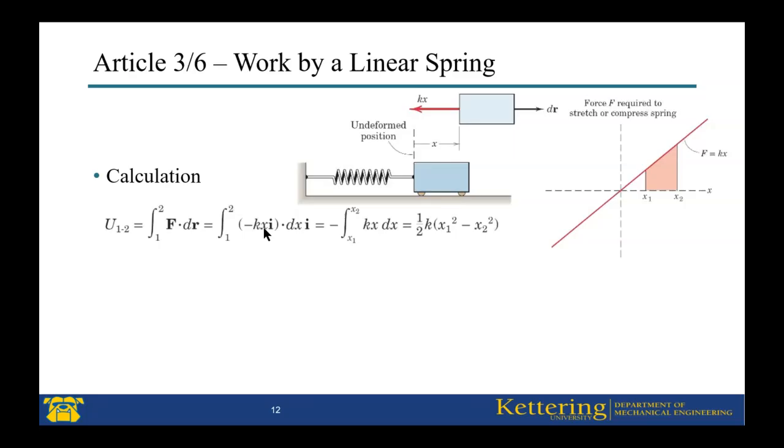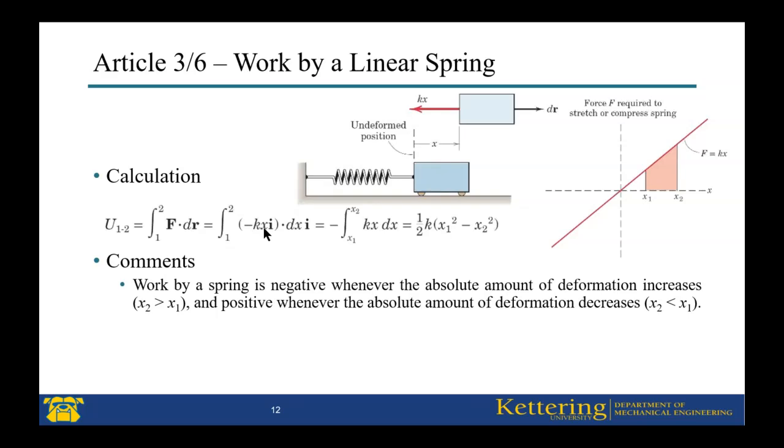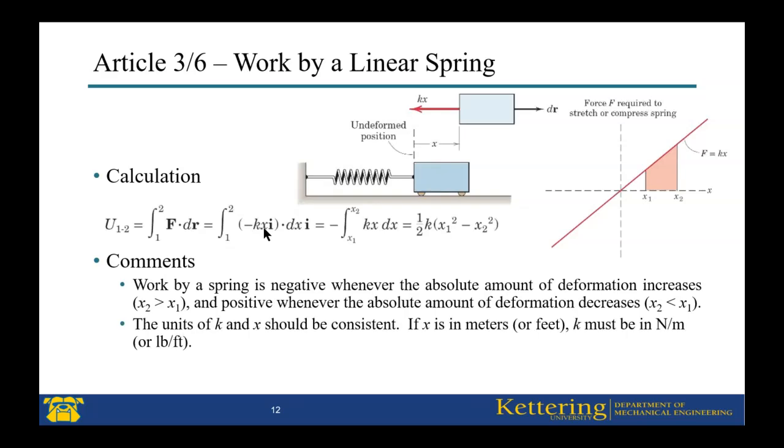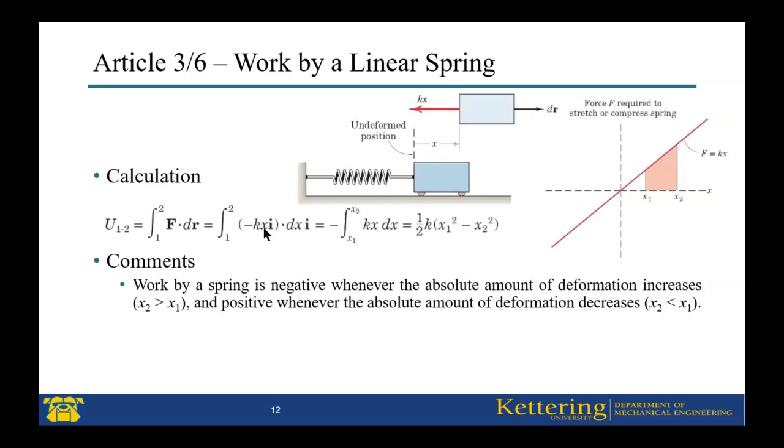Now, these two sentences: the work by a spring is negative whenever the absolute amount of deformation increases, and it is positive when the absolute amount of deformation decreases. It's consistent with the physical test. If you do that one, also it's consistent.